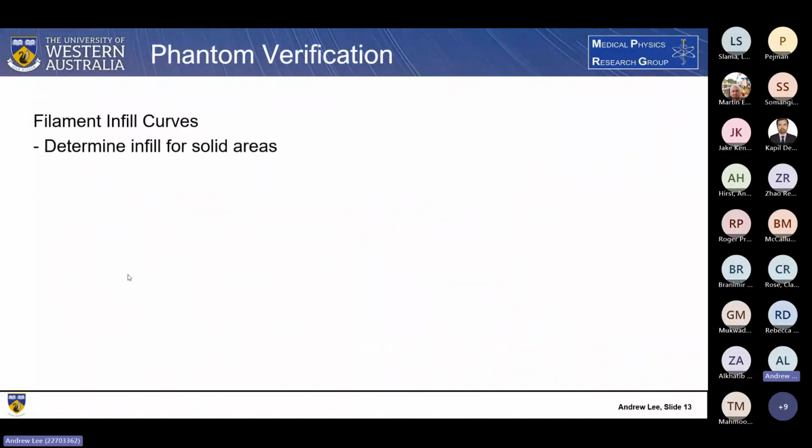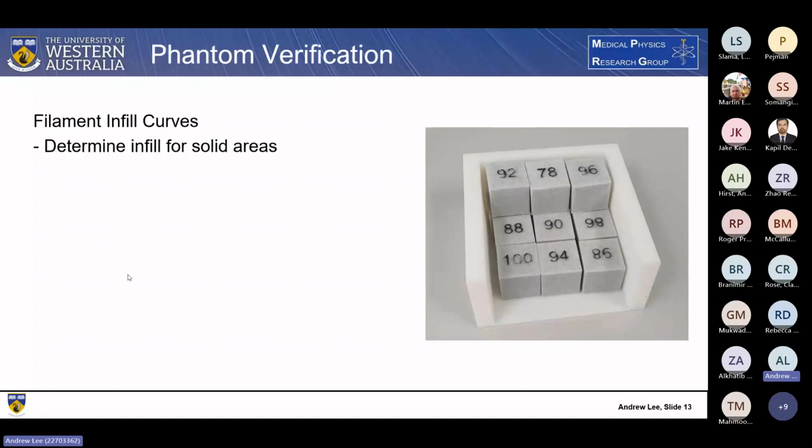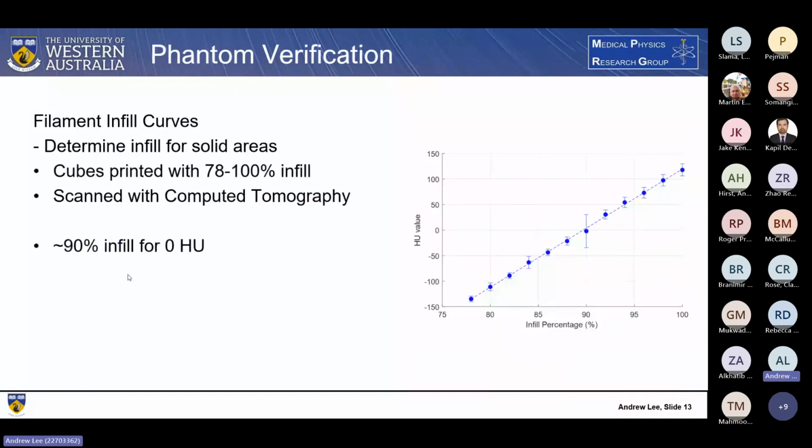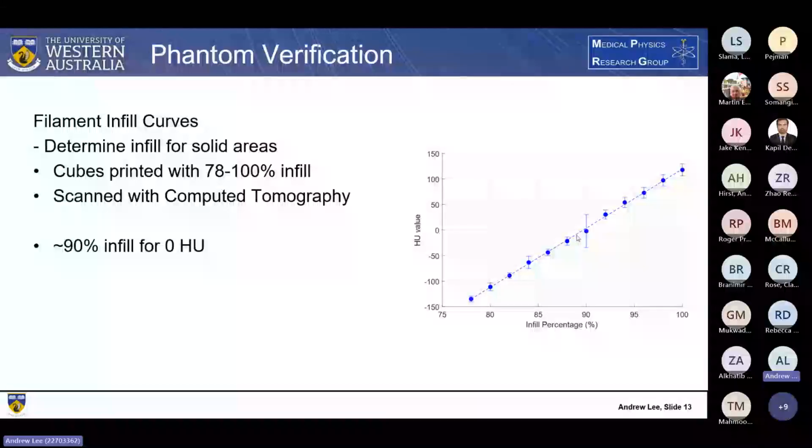We continued this verification with filament infill curves. Some areas such as the fingers and the toes are too small to reliably fill with gelatin, and so those have been printed solid instead. So we have a couple of cubes with different infills and CT scanned them. From our cube and line of best fit, the cube infill of approximately 90% best approximates a HU value of 0. Now you do note that there is a high standard deviation for that particular cube, but that was a print error and not particularly to do with the 90% infill.